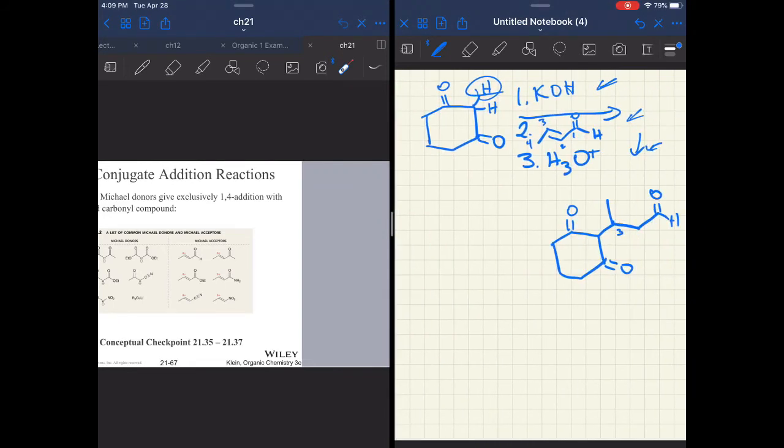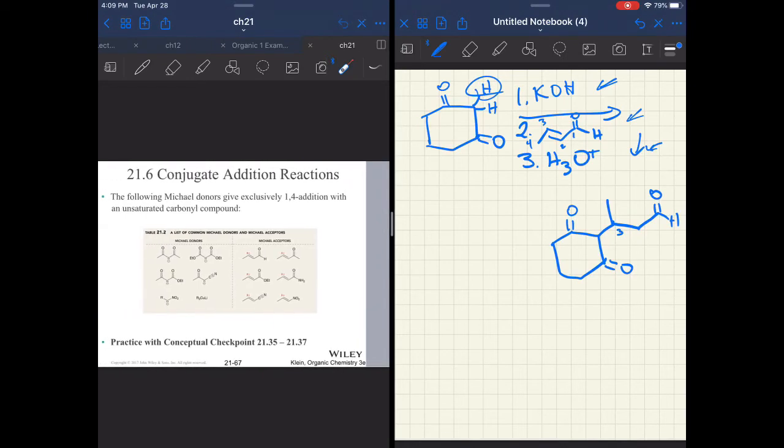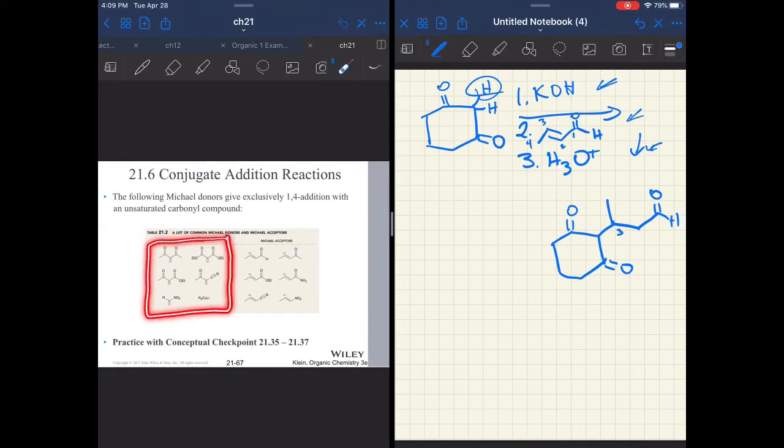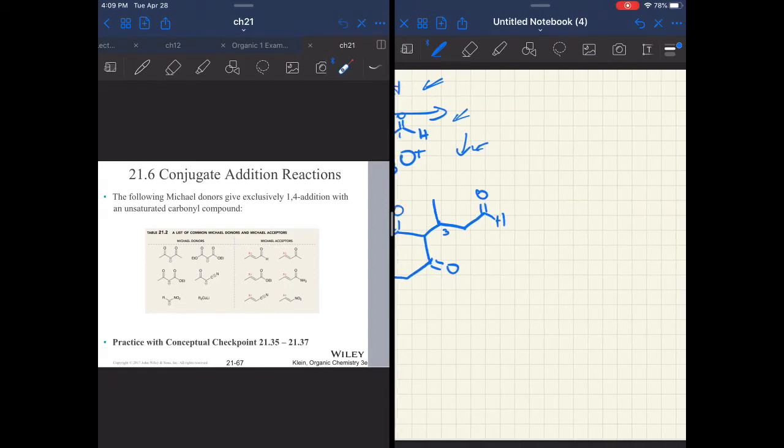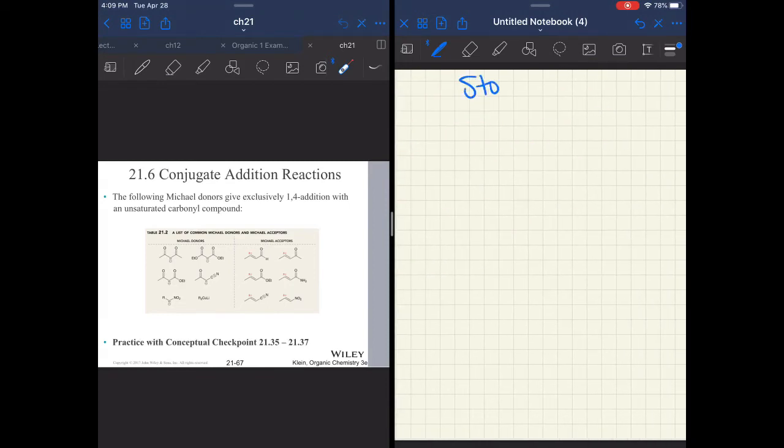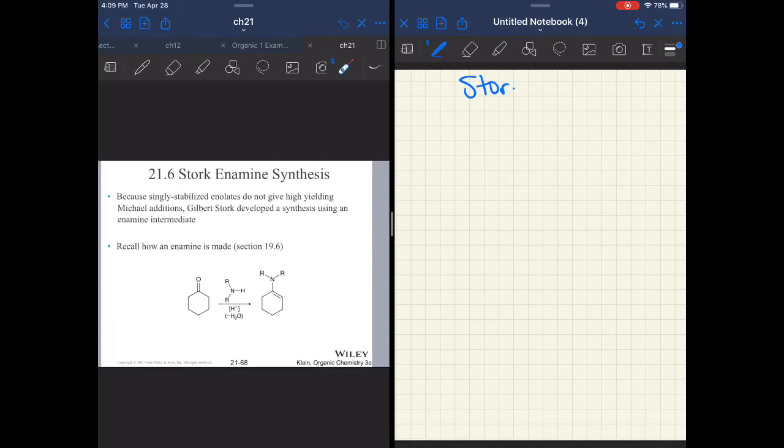Now, something that you might notice here, these are all dicarbonyl compounds, except for these two. Well, okay, in Gilman. Is there a way that we could add a ketone to the beta position of a Michael acceptor? And the answer is yes, but you have to manipulate it quite a bit. So this next reaction is called Stork enamine synthesis.